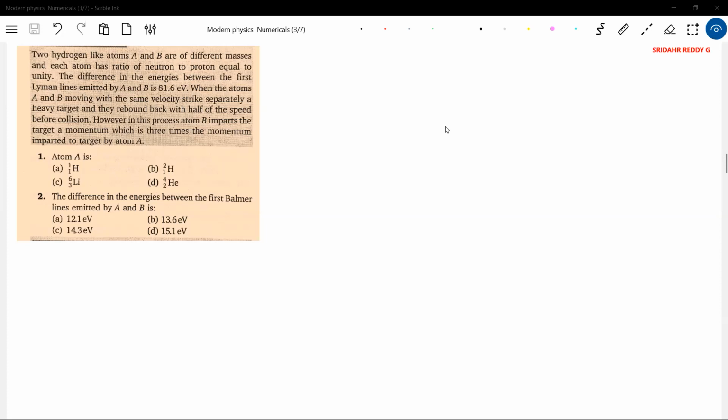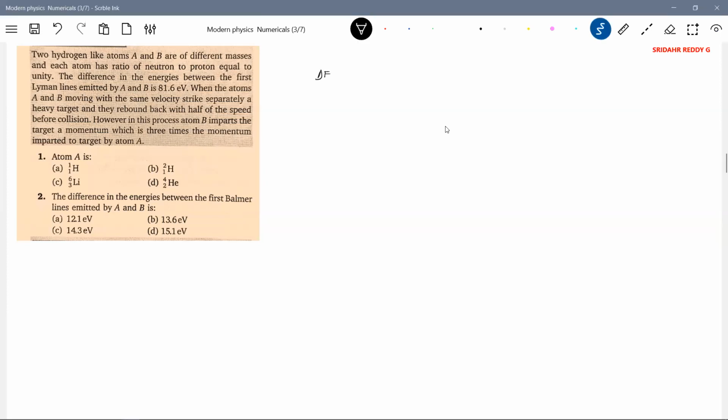Energy, the difference in the energy is between the first Lyman lines emitted by A and B. Okay, delta, first we'll calculate that delta E. So this will be 13.6, because a hydrogen-like atom, 2 square minus 13.6.